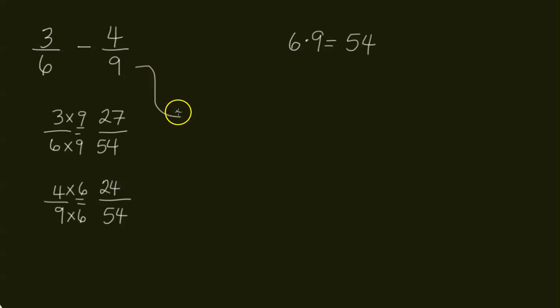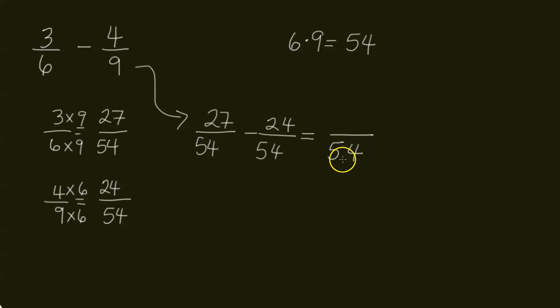So this problem turns into what? 27 over 54 minus 24 over 54. Equivalent fractions, remember, they're the same number because I multiplied the top and the bottom by the same number, they're equivalent. So now I can subtract. Okay, so my denominator is going to be 54. 27 minus 24 is what? 3. Okay, and that, ladies and gentlemen, is our answer.